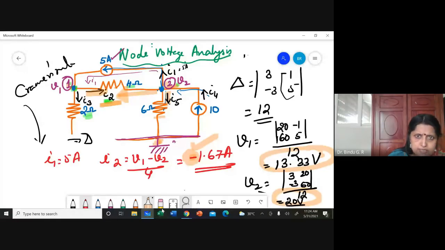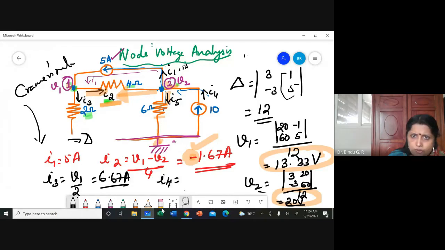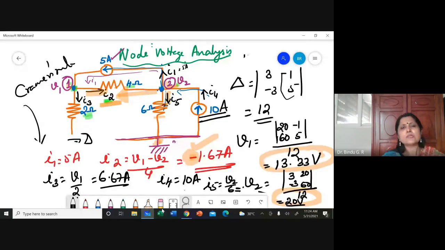Then you can have I3, which is the current here, which is V1 by 2, that is 6.67 amperes. And I4, you already know I4, that is 10 ampere. I5 is the current flowing through 6 ohm resistance, which is V2 by 6, that is equal to 3.33 amperes. So this is how you find out the current using node voltage analysis.